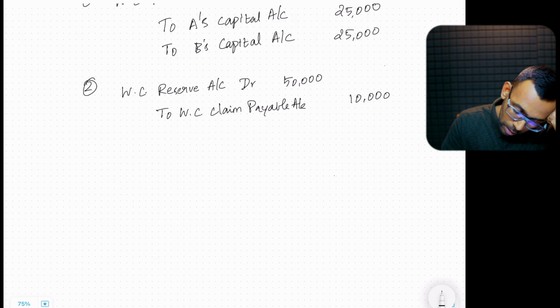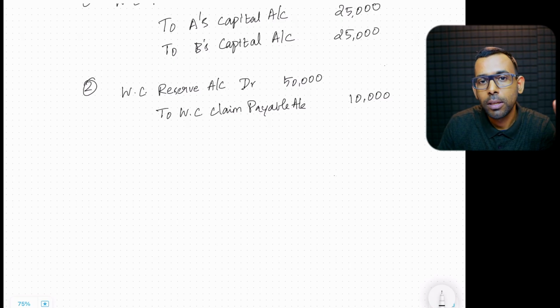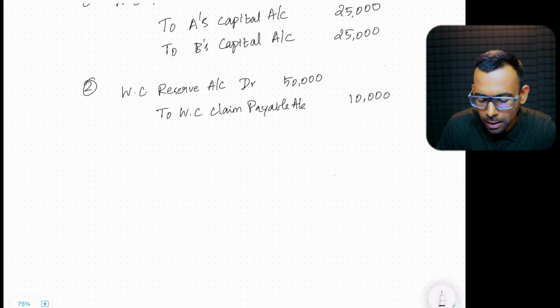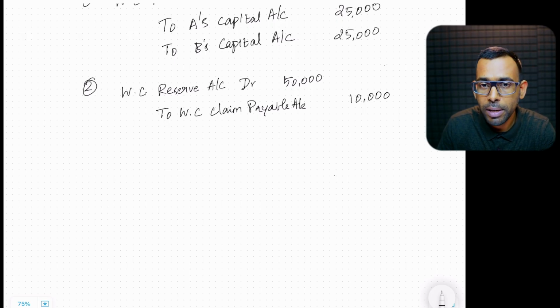Now debit has 50,000, credit has only 10,000. Where will the balance 40,000 go? It will go to partners only, because I anticipated a loss of 50,000 and created a saving of 50,000, but I ended up having only a liability of 10,000. So I gave that as a credit in the name of liability. And then the balance 40,000 unutilized will still be in reserve only, right?